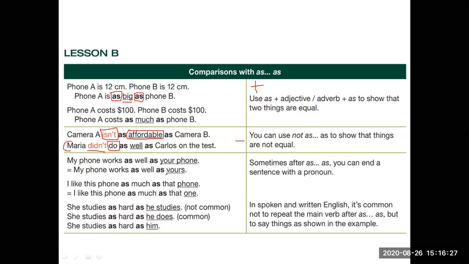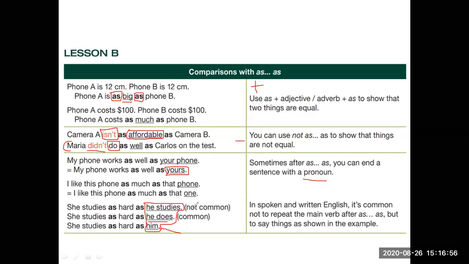Also here is to avoid repetition. When you don't want to repeat something that you mentioned in the sentence, you use a pronoun. And also here, when you don't want to repeat the action, the only thing that you have to say is he does or she does, they do, we do, or a pronoun.